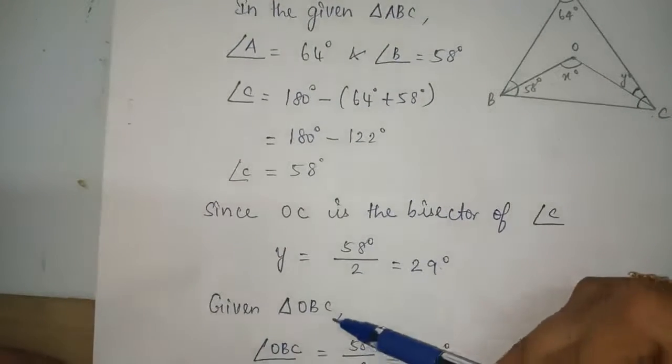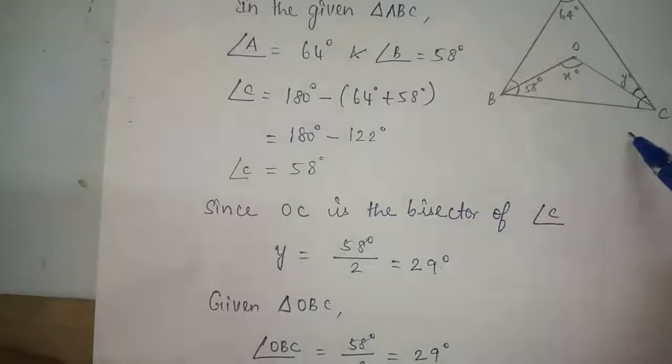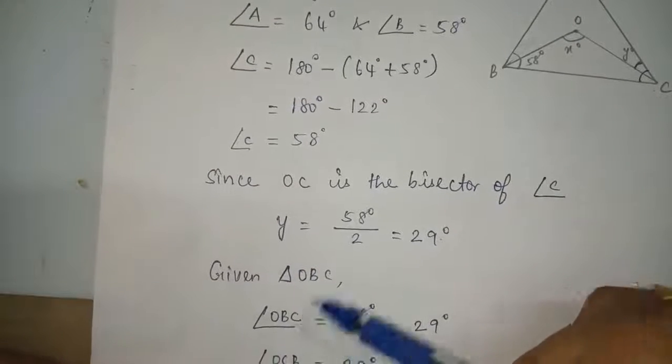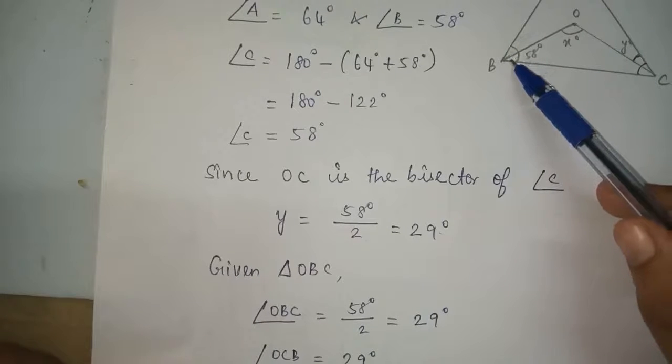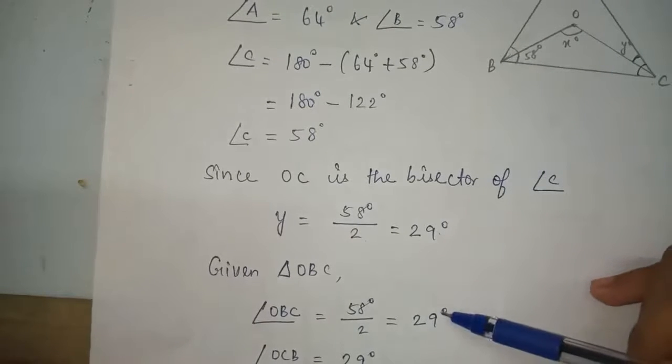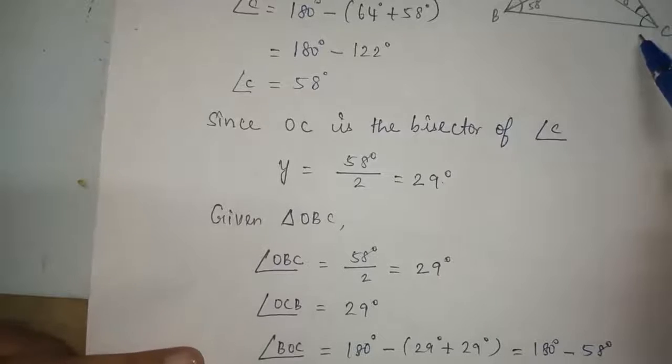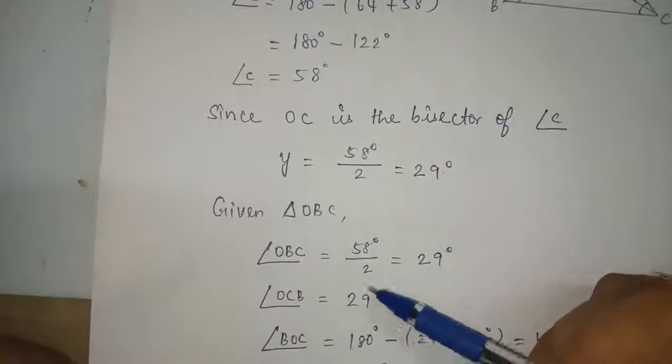Then given triangle OBC. So in this triangle OBC angle OBC is also 58 by 2. So this is also divided by 2. So this is the full 58, so half is 29. Similarly, OCB is also 29 degree.